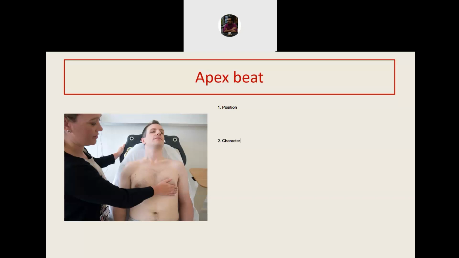So what is the normal position of the apex beat? Normally, the apex beat is located in the left fifth intercostal space, half-inch medial to the mid-clavicular line.